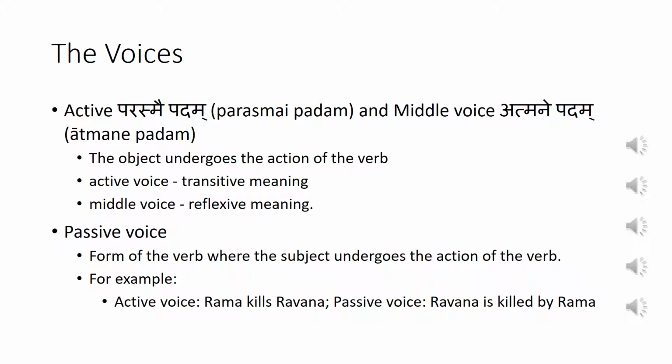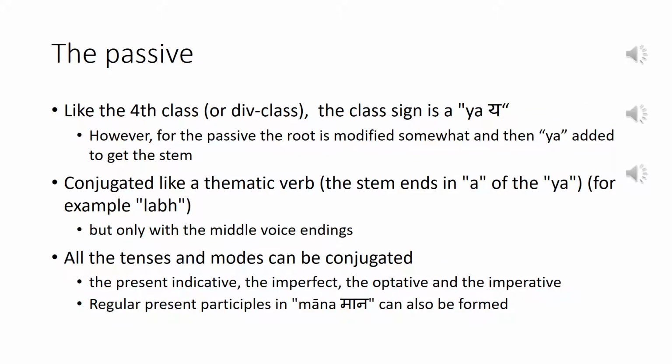The passive voice is a form of the verb where the subject undergoes the action of the verb. The passive conjugation can almost be considered to be the 11th conjugation class. Like the 4th class, the class sign is ya. However, for the passive, the root is modified somewhat before ya is added to get the stem. The verb is then conjugated like any thematic verb, but only in the middle voice.